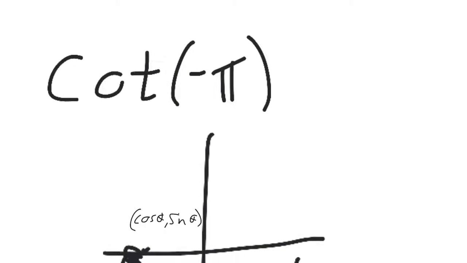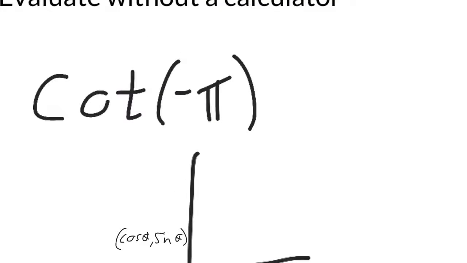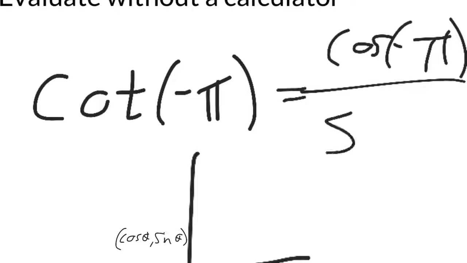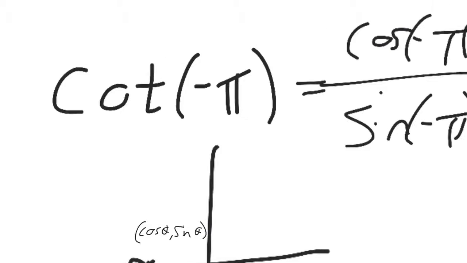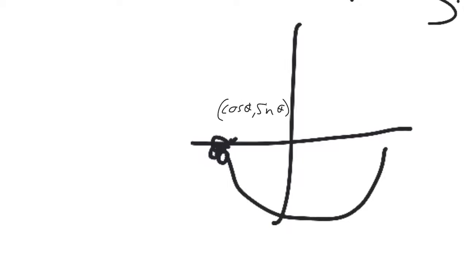So cotangent is the reciprocal of tangent. So that means instead of doing sine over cosine, which is tangent, cotangent is cosine of negative pi divided by sine of negative pi. And we have those values from our dot here. This is on the unit circle, negative 1 comma 0, because the unit circle has a radius of 1. It can only be one space from the origin.